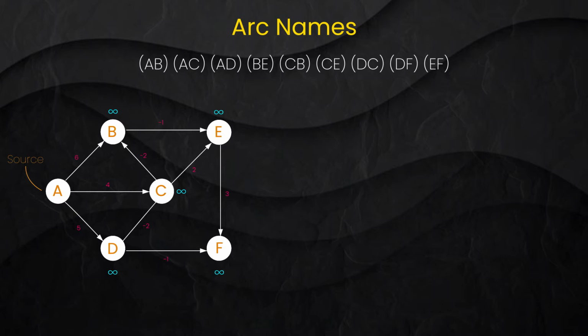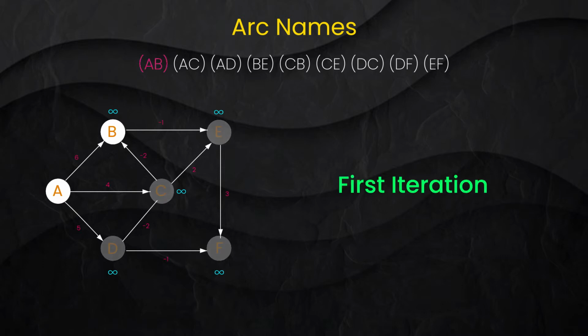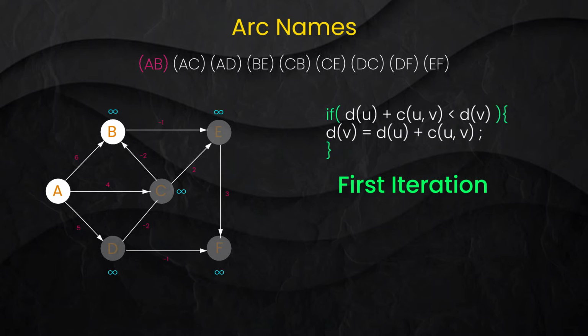Now, let us start with the process. The first step is relaxing using this formula, in the first iteration. The first iteration begins with: if distance of u plus cost of u to v is less than distance of v, then you update distance of v to distance of u plus cost of u to v. Now, let us take distance of A as u, and the node B as v.